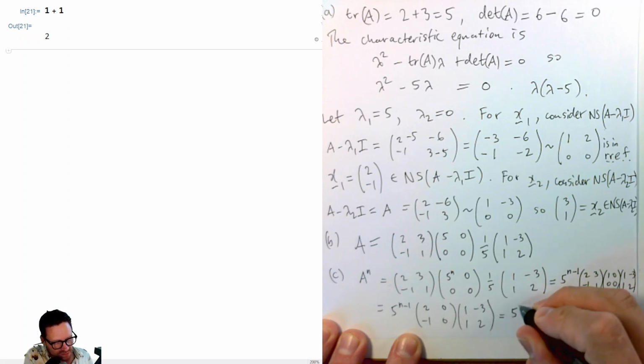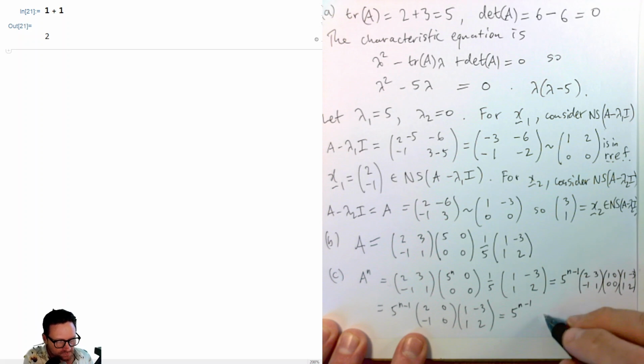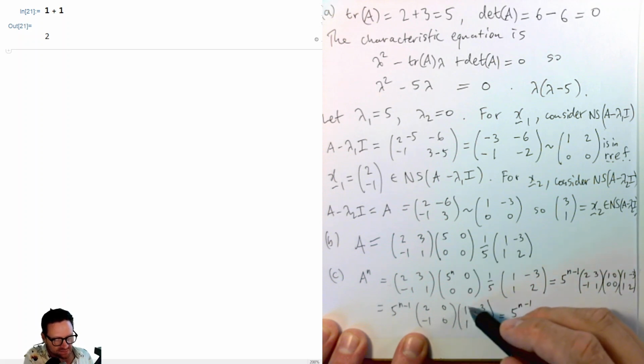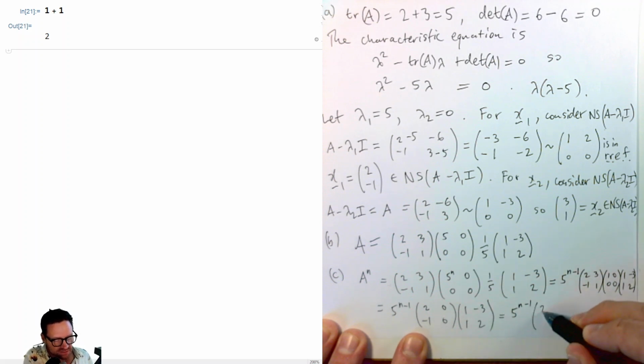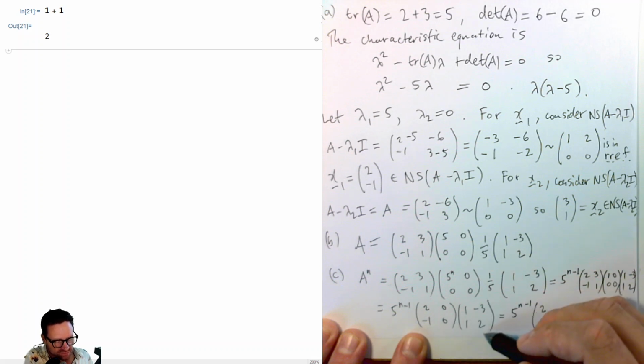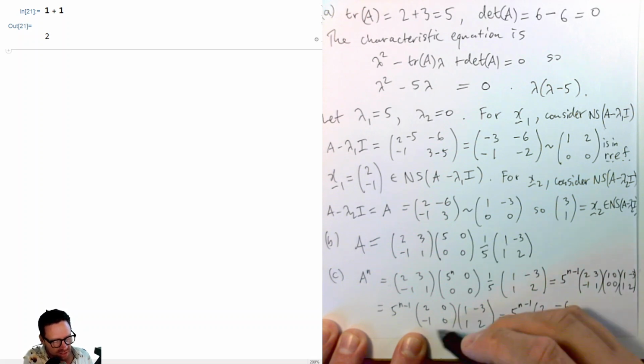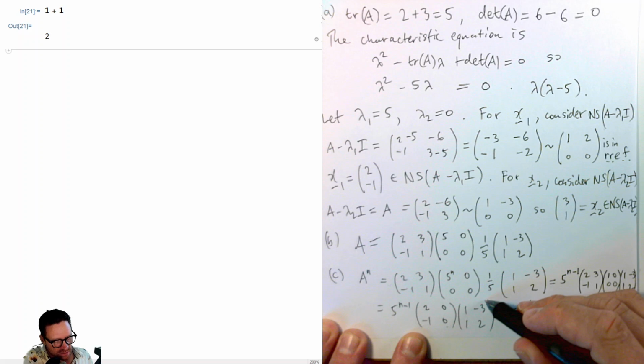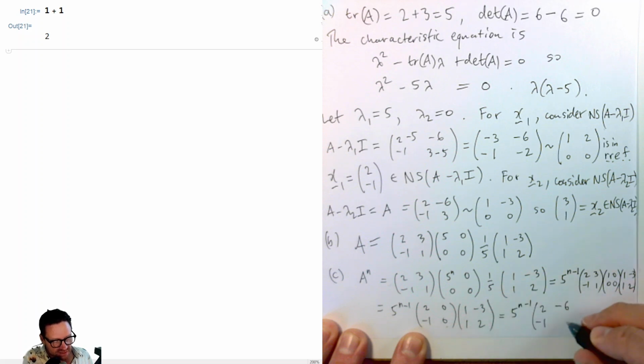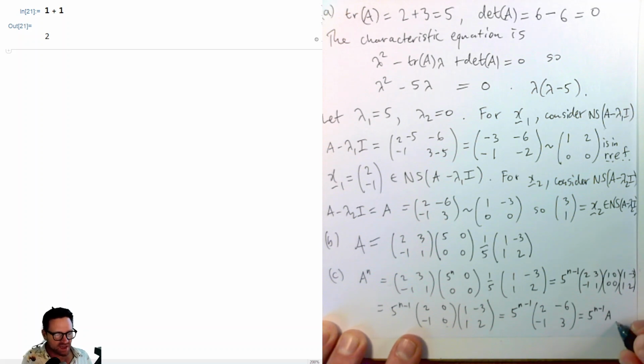Okay, so we multiply again. 2, 0 times 1, 1 gives us just 2. 2, 0 times minus 3, 2 gives us minus 6. Minus 1, 0 times 1, 1 gives us minus 1. And minus 1, 0 times minus 3, 2 gives us 3. And this is 5 to the n minus 1 times A, because this right here is A. Okay, so we're done with that question.